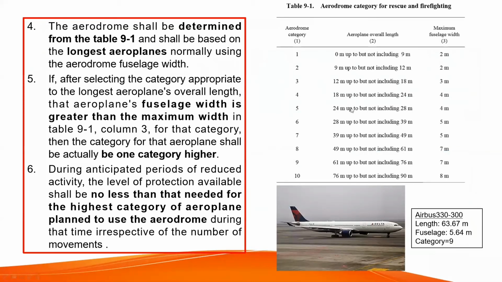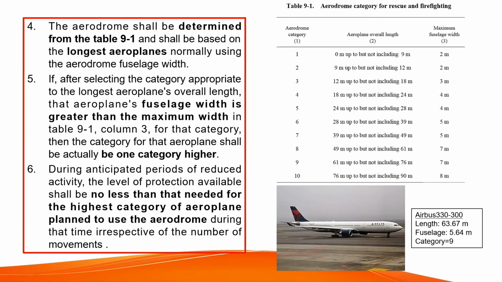So this is the table that determines the level of protection that is provided to the airport. For example here, an Airbus 330, the length is 63.67, so that would put it around category 9, 61 to 76. And then we have to look at the fuselage width, which is 5.64, so it is below 7 meters. So if the airport has the Airbus 330 as the biggest airplane operating at that airport, the category of that aerodrome would be 9. That's the level of protection that they will have.